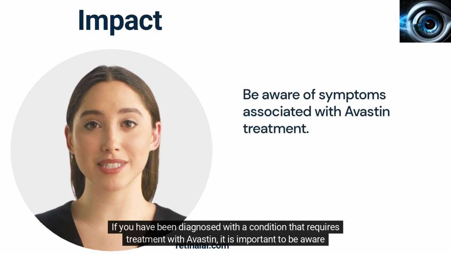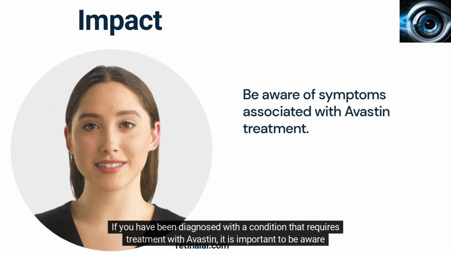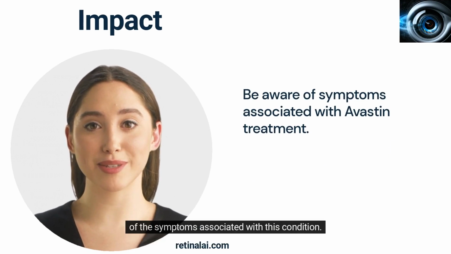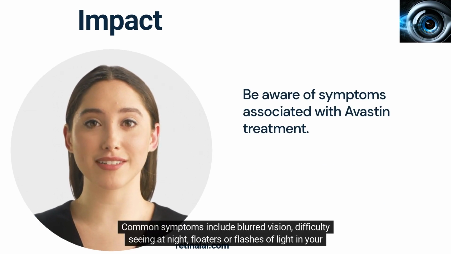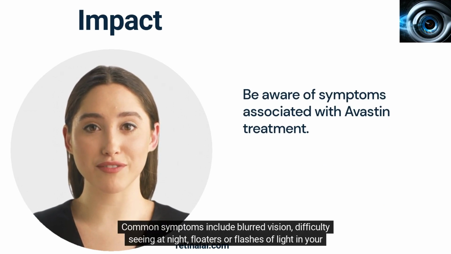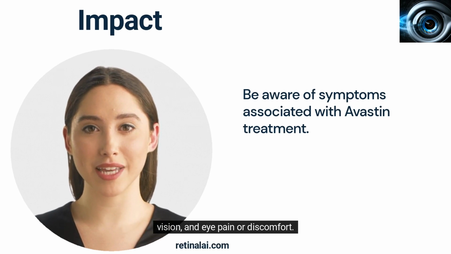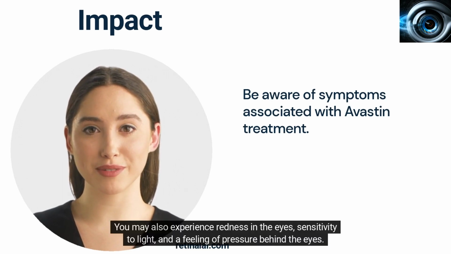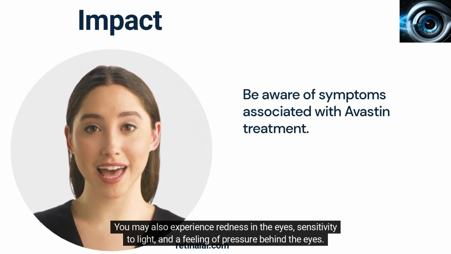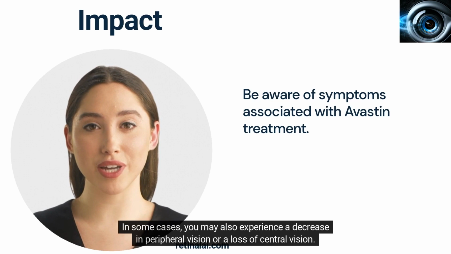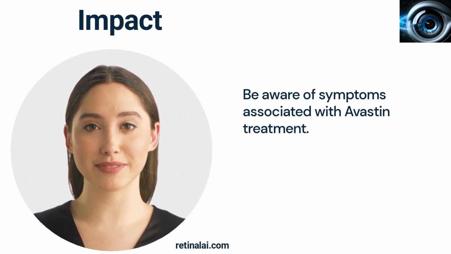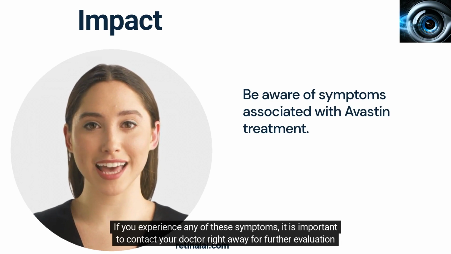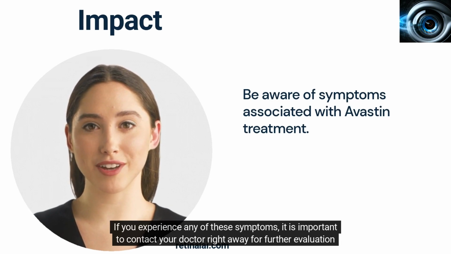If you have been diagnosed with a condition that requires treatment with Avastin, it is important to be aware of the symptoms associated with this condition. Common symptoms include blurred vision, difficulty seeing at night, floaters or flashes of light in your vision, and eye pain or discomfort. You may also experience redness in the eyes, sensitivity to light, and a feeling of pressure behind the eyes. In some cases, you may also experience a decrease in peripheral vision or a loss of central vision. If you experience any of these symptoms, it is important to contact your doctor right away for further evaluation and treatment.